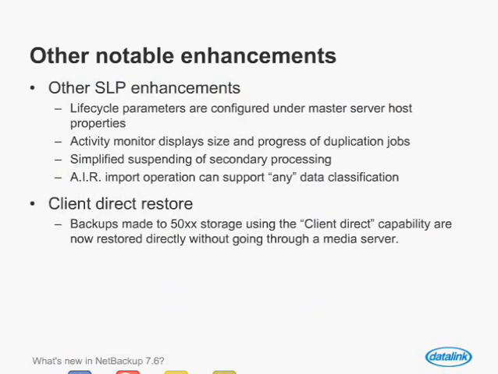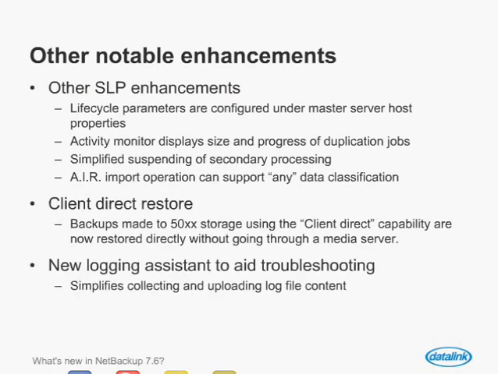If you're using the 5020 or 5030 NetBackup appliances, previously when you did restores, that restore came from the appliance to a media server and then to the client. The enhancement in 7.6 now gives me the capability of it going directly from the 5020, 5030 to the client that it was attached to, and it bypasses that media server in the middle.